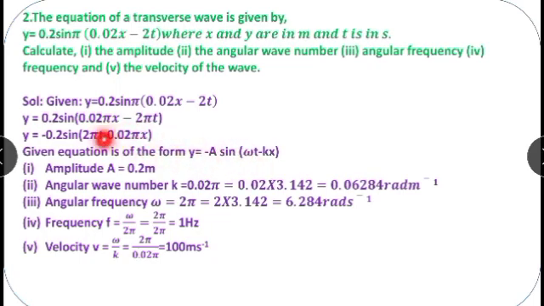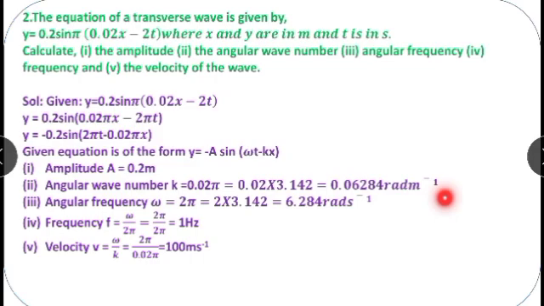Now it is easy for us to compare the values. What is A? A is the amplitude. How much is it? 0.2, 0.2 meter. Here it is negative, here also it is negative; definitely we have to neglect that negative value. The next, angular wave number is denoted by k. So k is how much? 0.02 pi. So pi value is 3.142. Multiply with the 0.02 value, and we will get the k value. How much is it?